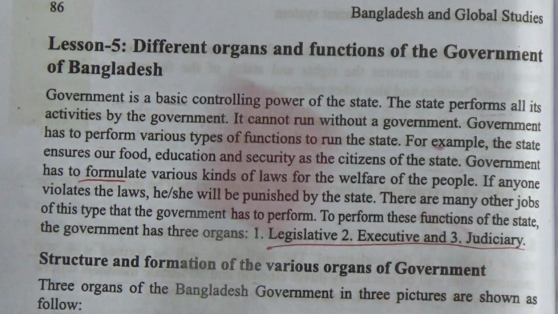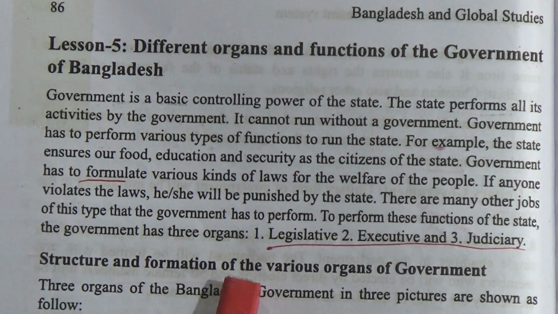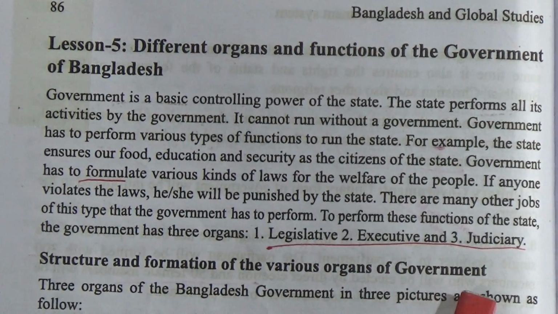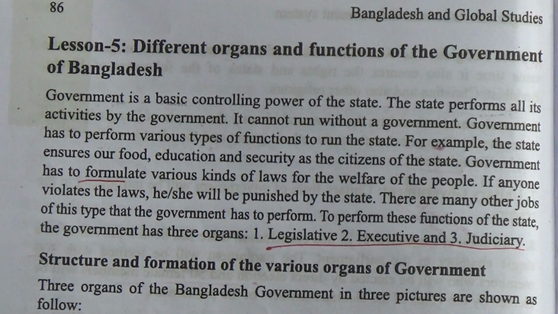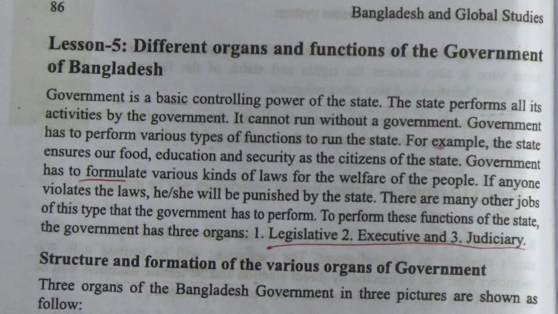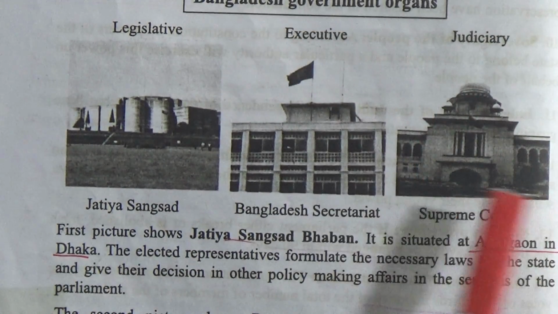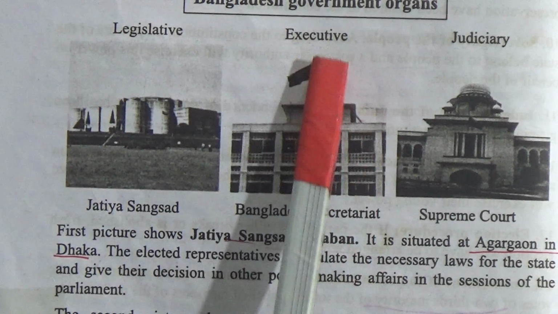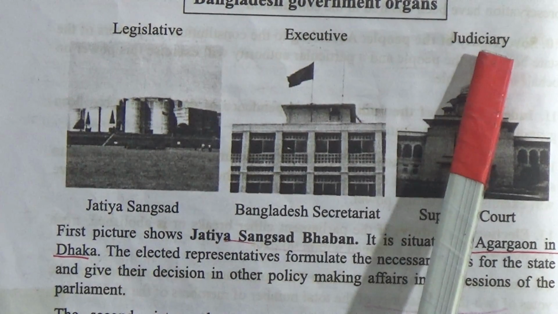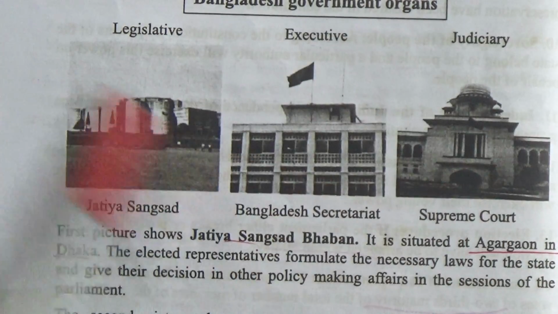Now we will learn about the structure and formation of the various organs of government. Three organs of the Bangladesh government are shown in three pictures as follows. Students, you can see in three separate pictures the Bangladesh government organs. This picture shows Jatiya Sangsad, the middle picture shows the Bangladesh Secretariat, and the last picture is of the Supreme Court. So the first one is legislative, the second is executive, and the third is judiciary. Now we will learn about this.